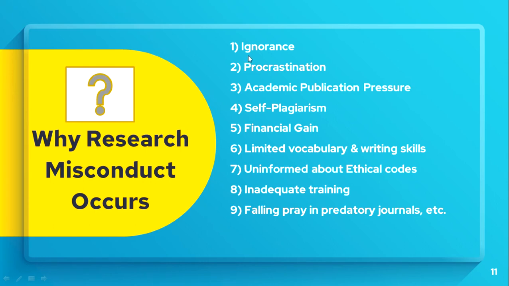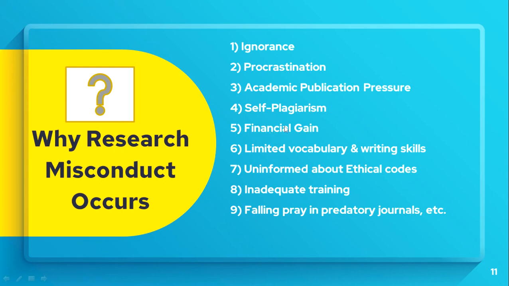So the first one is ignorance. Research misconduct can also occur unknowingly due to ignorance and due to procrastination also. And then academic publication pressure. We all know that during a research period, you have to publish a number of journals and articles. Therefore, there is a pressure. At that time also, sometimes people unknowingly commit research misconduct. And then self-plagiarism, as I have already said, using your own previous work without proper citation, is self-plagiarism.